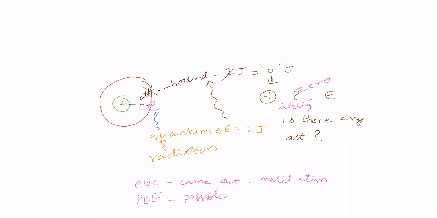Now in this case we will take the energy of quantum as 2 joule. Between nucleus and electron, the bonding force is 2 joule. Here the energy of quantum is equal to the bonding force between nucleus and electron. We said the photoelectric effect is possible. So when the energy of quantum is equal to the bonding energy between nucleus and electron, the photoelectric effect is possible.